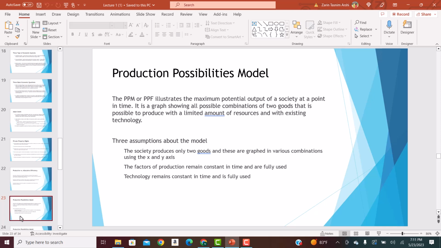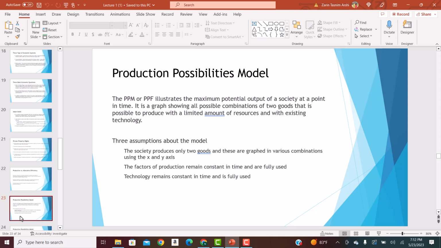So basically, we have two goods, let's say computers and clothing, and this graph will show, with the limited amount of resources, what are the different combinations of clothing and computers we can produce at the maximum level, given the technology is constant and given at a particular point of time.